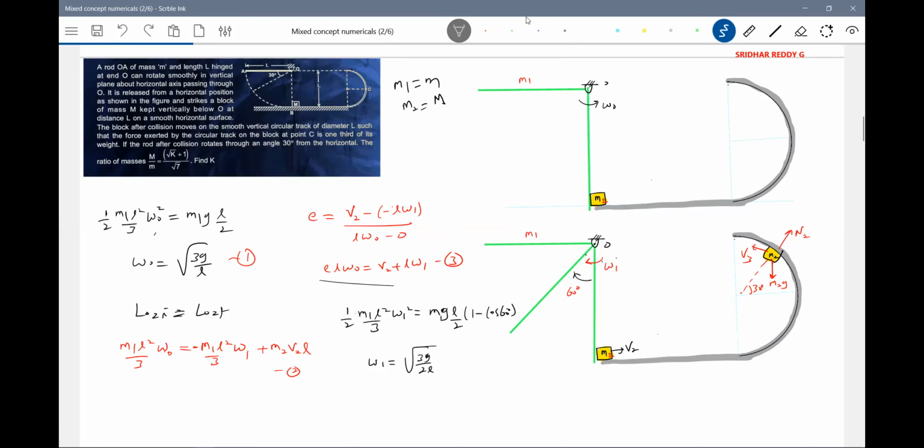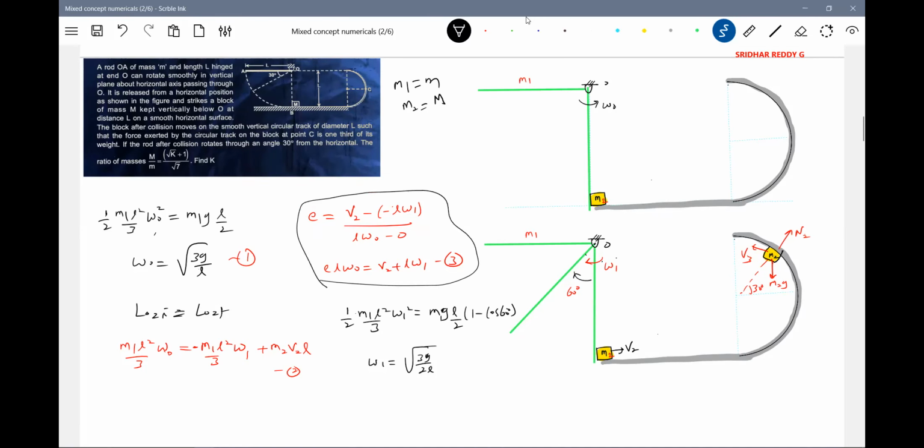I think no need of this. Anyway, we have just written it because we are learning collisions: coefficient of restitution for the rod and particle. If we ask, you can work out the coefficient of restitution here. That's the only purpose why I brought equation 3. Put this in equation 4. Afterwards, the ratio of masses, M1 by M2, is what is being asked.